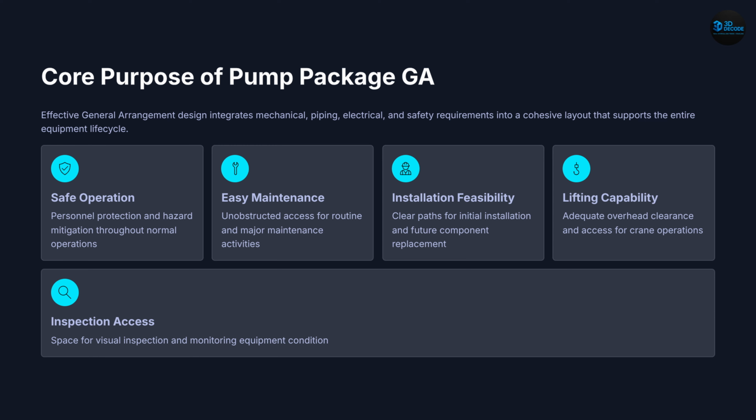Then comes lifting capability. Can the crane hook reach the motor? Can the rotor be removed safely? Can heavy components be lifted without collisions? And finally, inspection access, because operators constantly monitor vibration, temperature, leaks, noise, and equipment condition. A pump package is not just machinery. It's a living industrial environment. And this is where beginner engineers fail. They optimize for drawing appearance. Elite engineers optimize for operational reality.